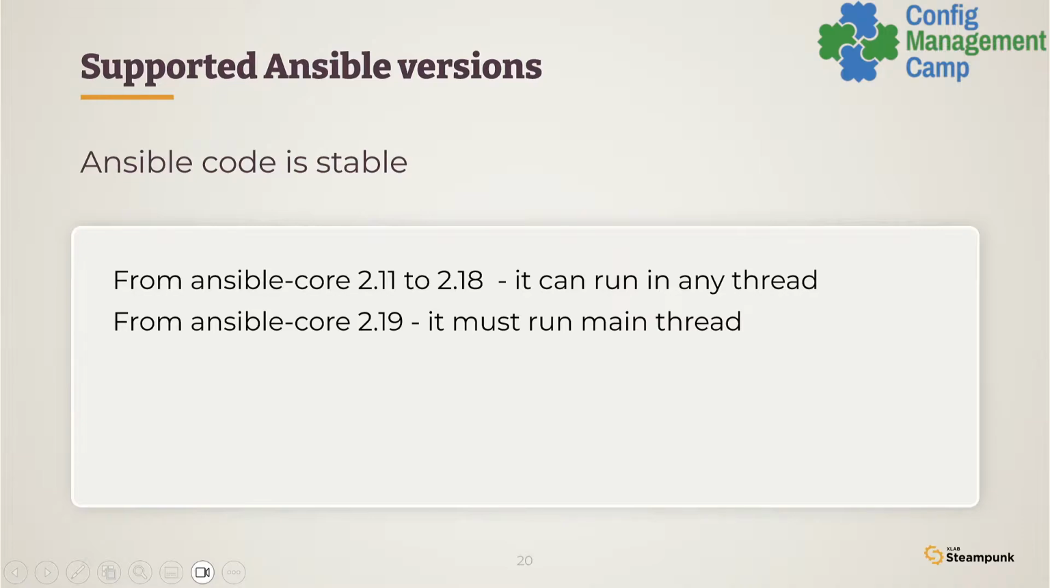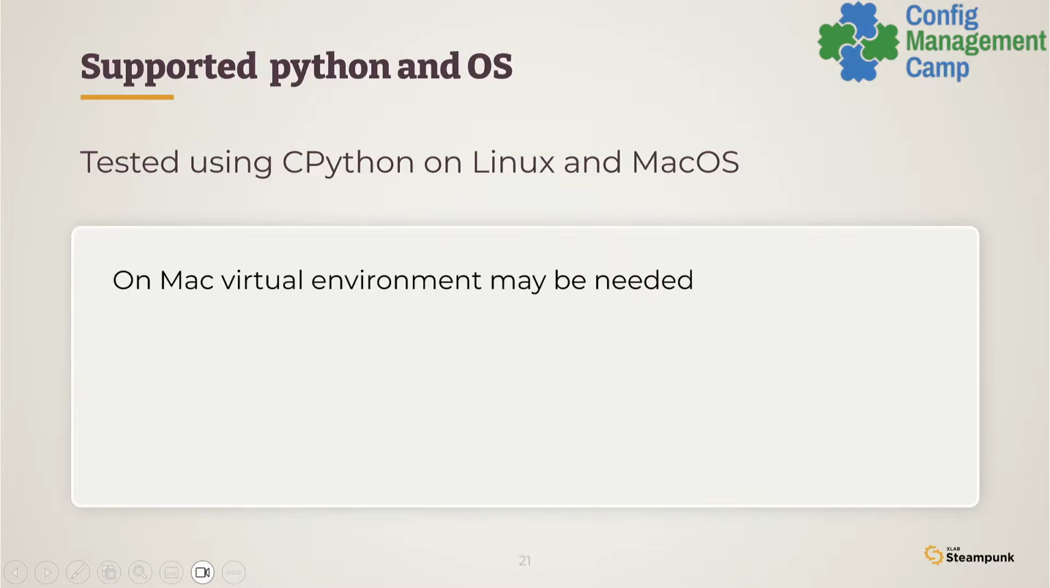The actual problem was that before that, you could run Ansible from any thread, and from 2.19 on, it must be the main thread. This is a problem for the debugger because usually you spawn a separate thread on which you run the application that you want to debug. Here I needed to make a dirty trick where you pause the main thread and use the second thread for the debugger, and then you start the application in the main thread, and that was all. It was 10 lines of code actually.